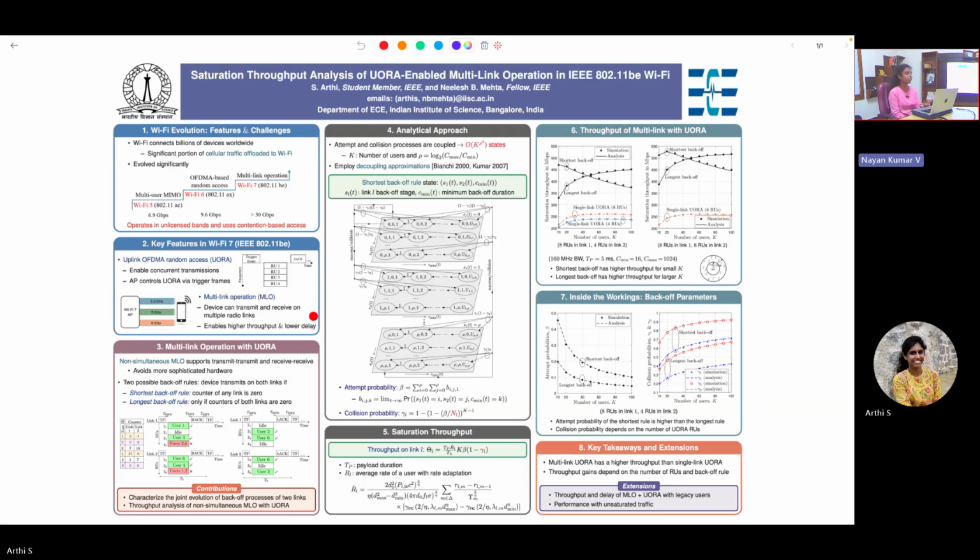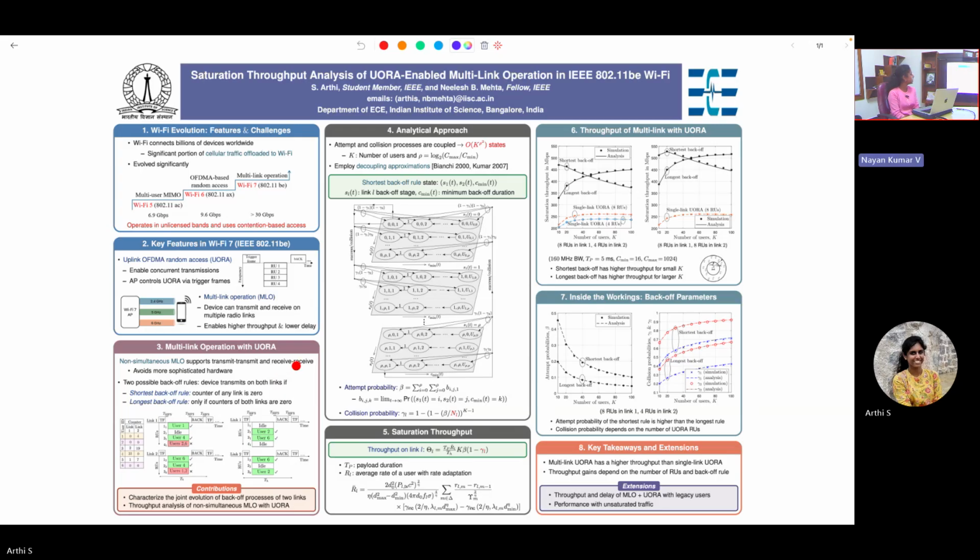And another key feature in Wi-Fi 7 is multi-link operation, which supports a device that can transmit and receive over multiple radio links. As shown in this figure, a Wi-Fi device can transmit over 2.4, 5 and 6 GHz radio links simultaneously. This multi-link also enables higher throughput and lower latency.